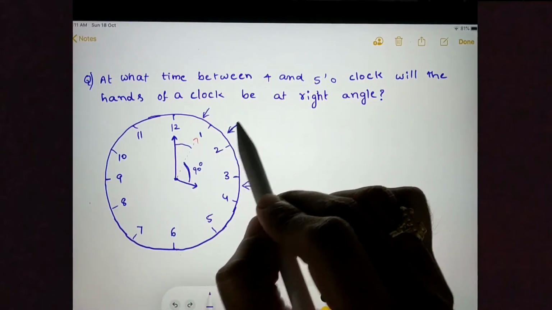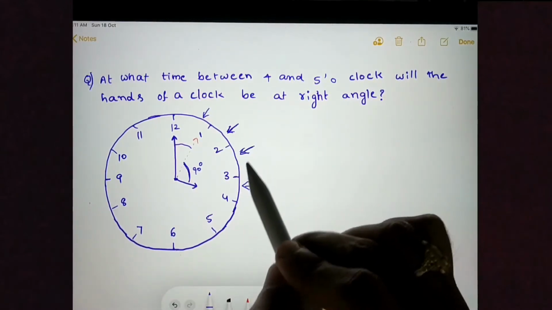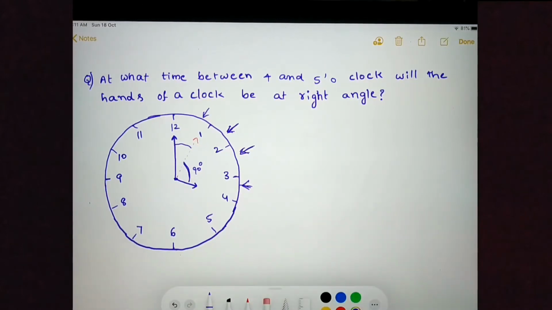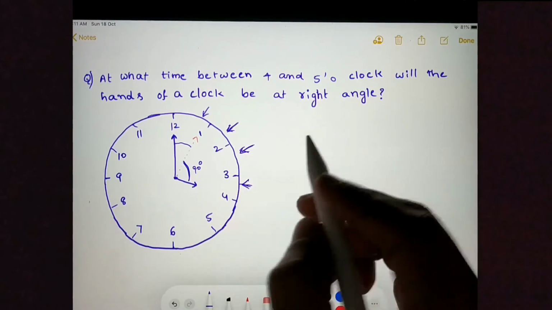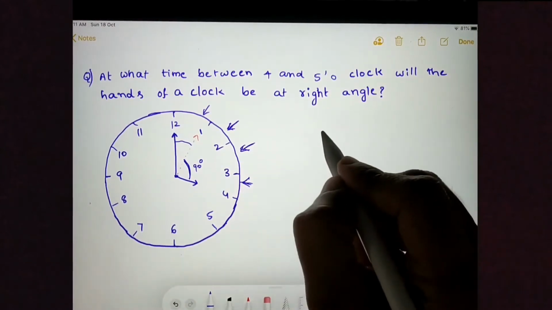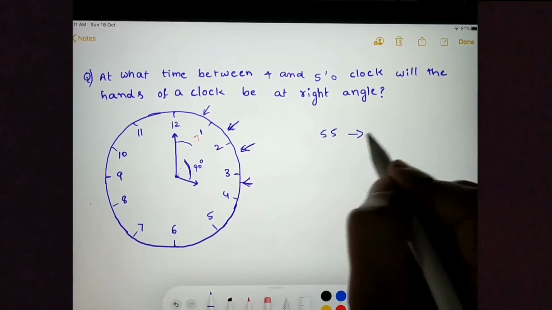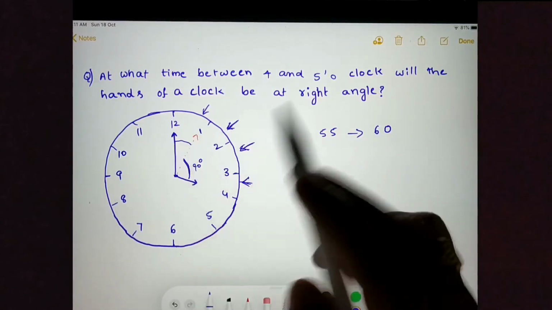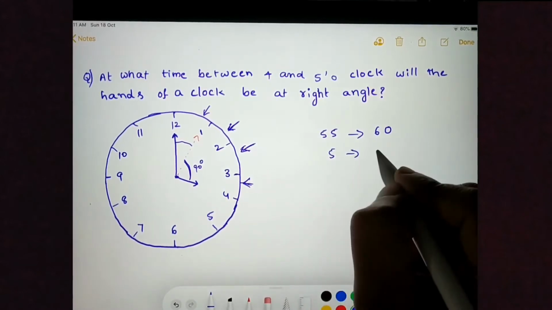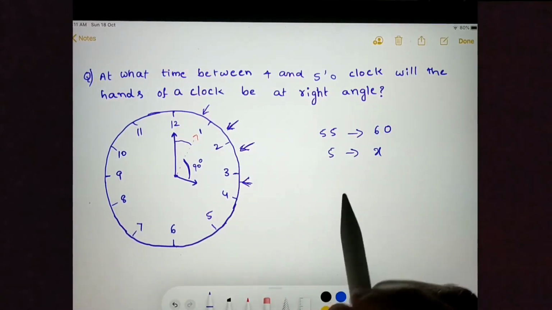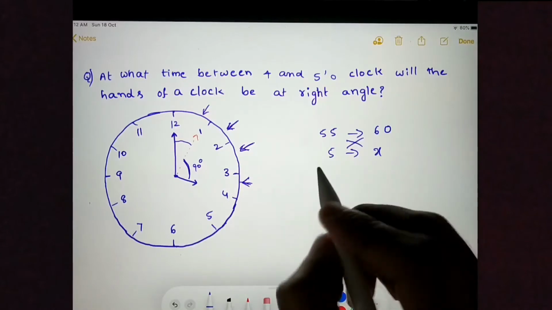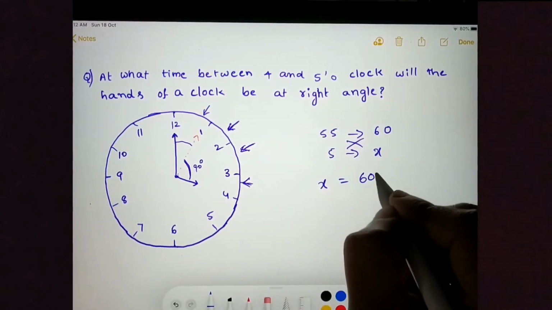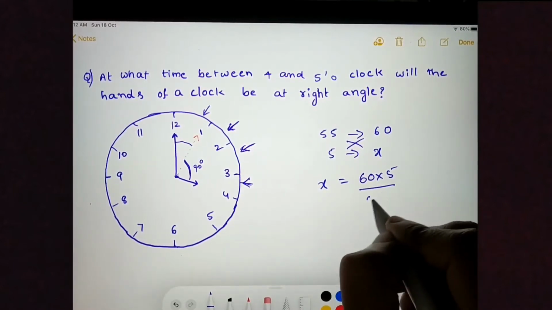Because we know that this is 30 degrees, this is 30 degrees, and this is 30 degrees. Total 90 degrees. As we already know, long hand gains 55 minutes in 60 minutes. So in what time it gains 5 minutes? That we don't know. We can take that as x. Let's do the cross multiplication. X is equal to 60 into 5 by 55.